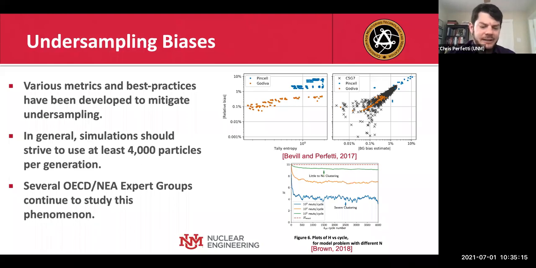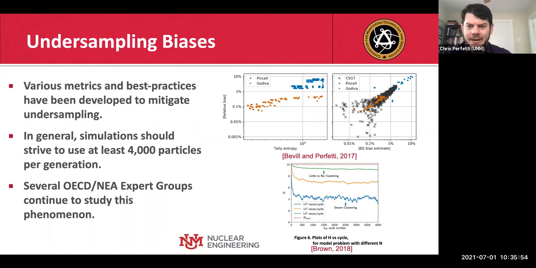I will say that these biases are less common in fixed source problems. That's because you're simulating all the particles at once. You don't have them in batches, and a lot of these biases are caused by the batching of neutrons, where 10,000 particles per generation is not enough to represent the fission source for that one generation. That's a lot of the cause of these biases. Fixed source problems don't have fission sources, so they don't need to worry about this. So this bias is a lot less severe for fixed source problems.